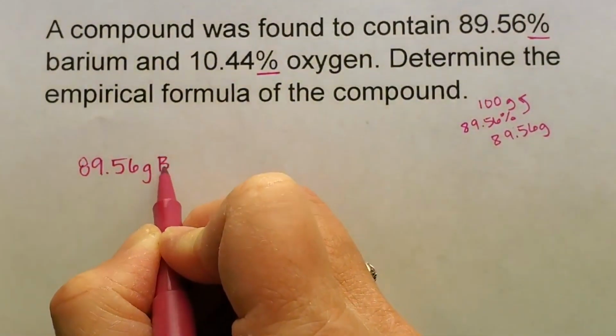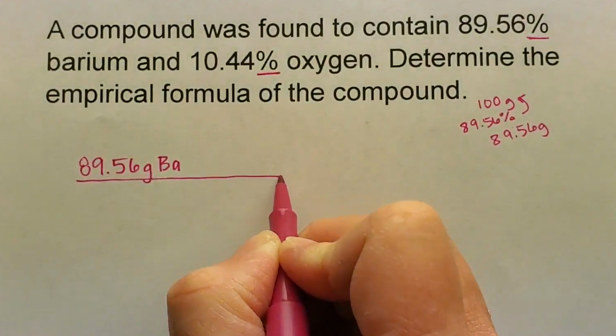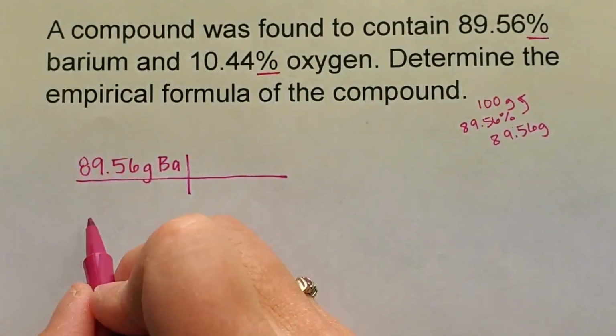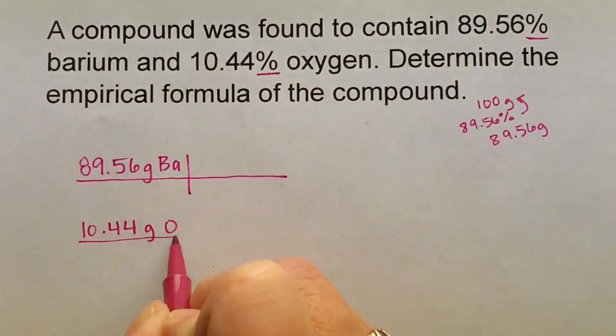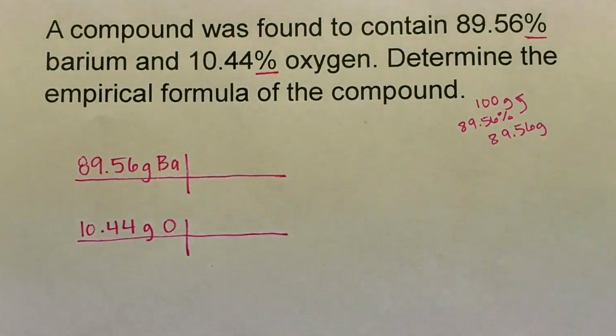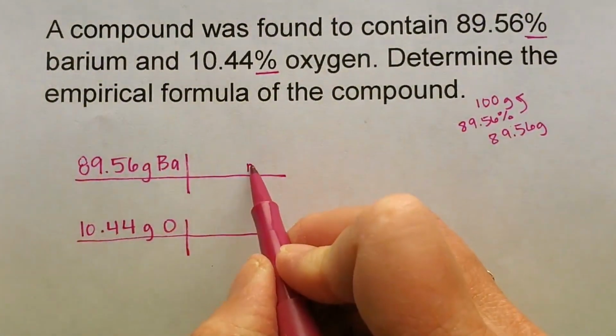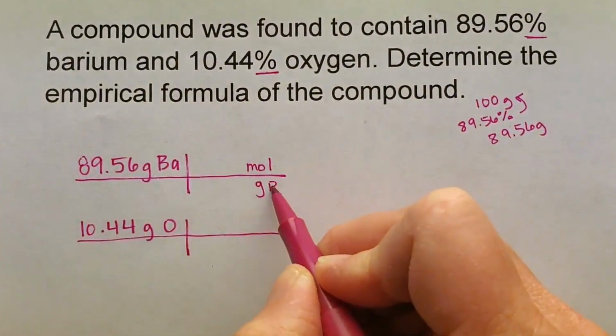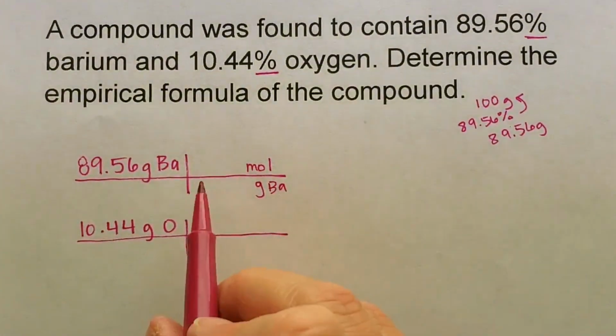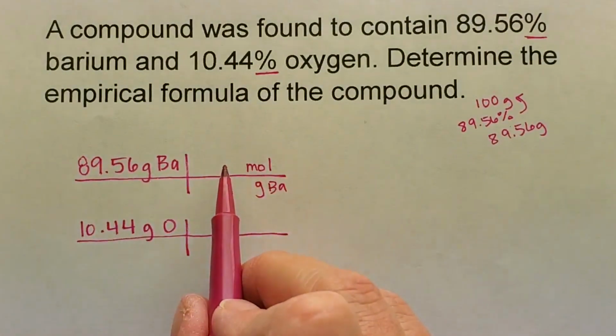So we're starting with 89.56 grams of barium, and now we're going to convert to moles. We'll also take 10.44 grams of oxygen and change that to moles. Just a reminder on how to convert grams to moles. We're going to use molar mass, which is the bottom number on the periodic table. So as we can see here, the molar mass of barium is 137.328 grams, and that's the number of grams of barium in 1 mole of barium.